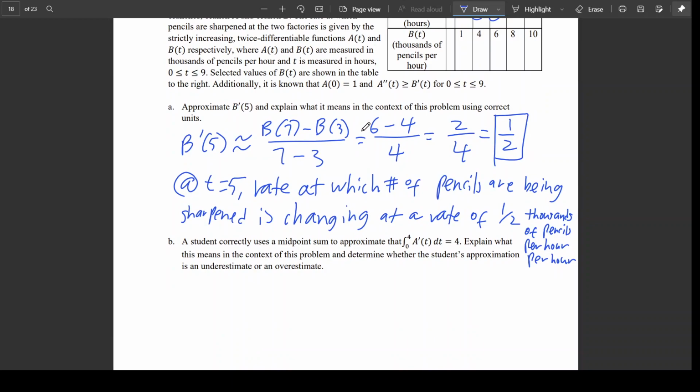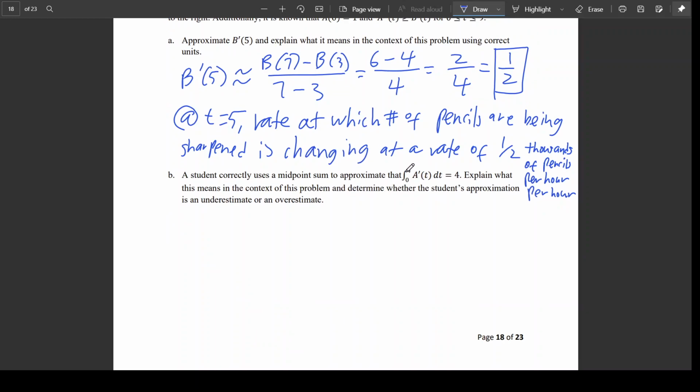Now we can look at part B. Part B says, a student correctly uses the midpoint sum to approximate that the definite integral from 0 to 4 of a prime of t dt equals 4. Explain what this means in the context of this problem and determine whether the student's approximation is an underestimate or an overestimate. First of all, let's think about what this is. We see the integral from 0 to 4 of a prime of t dt.